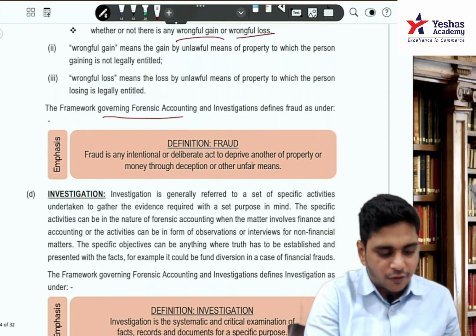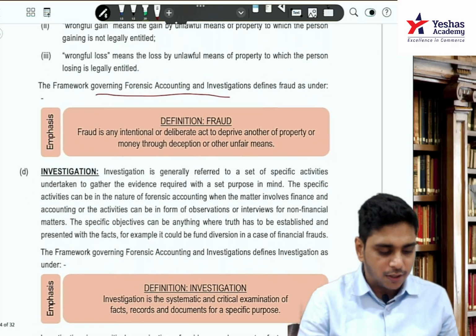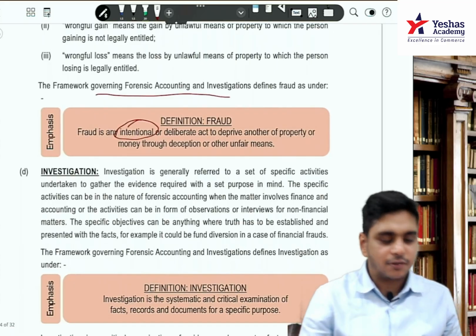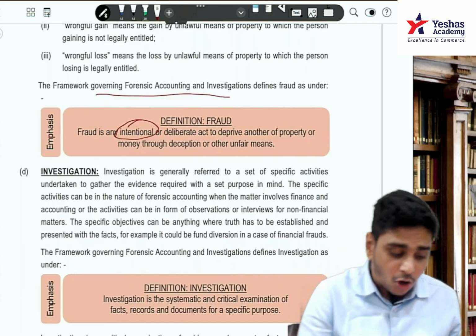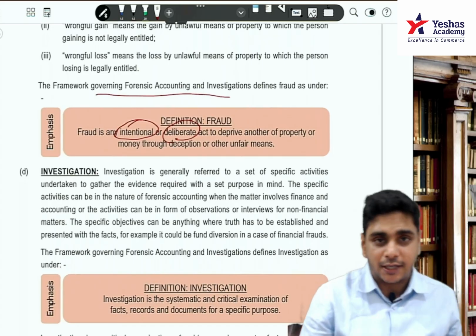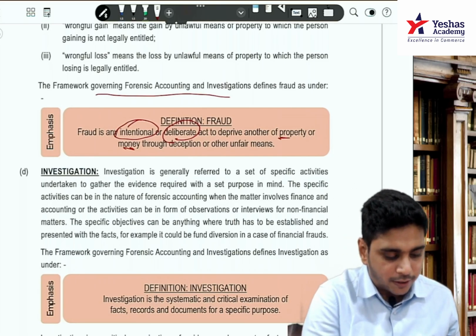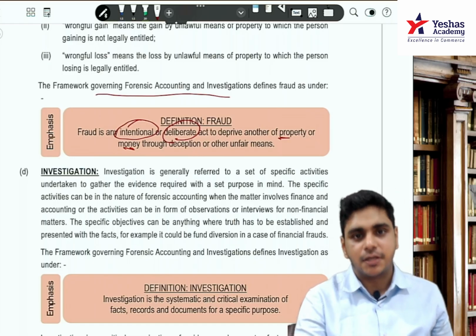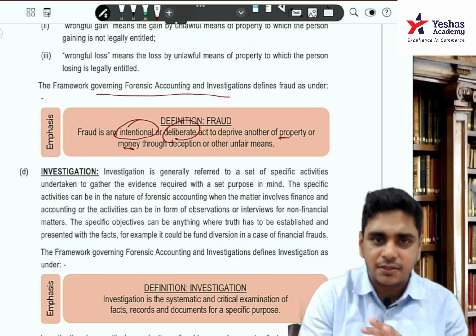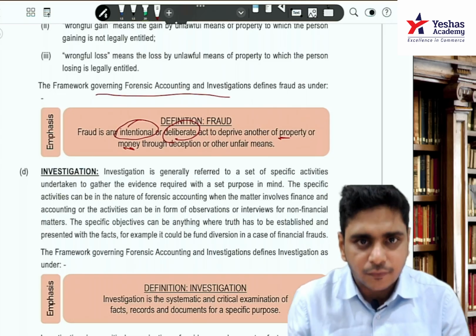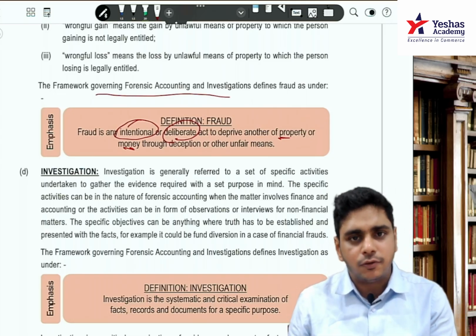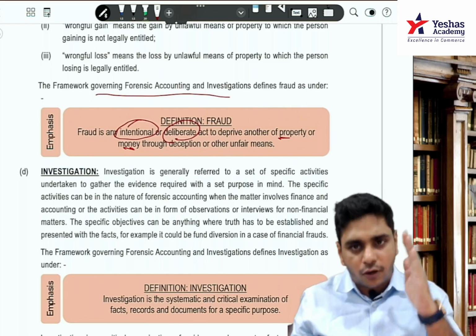Now the framework for forensic accounting defines fraud as what? It is an intentional, deliberate act. That means purposeful act to deprive another of either the property or money through cheating or other unfair means. Deception basically means showing something else. So either through deception or other unfair means. So this is a definition of fraud.